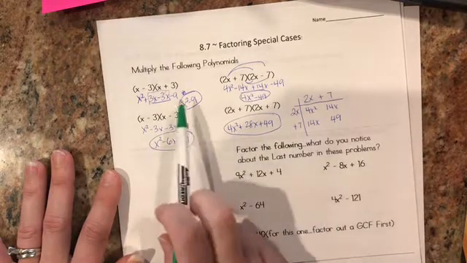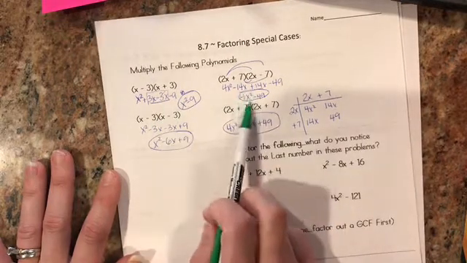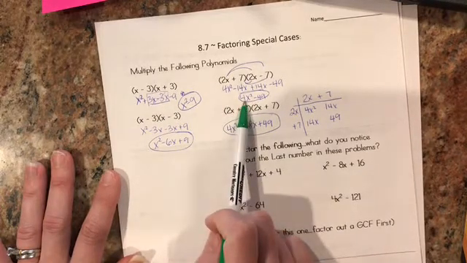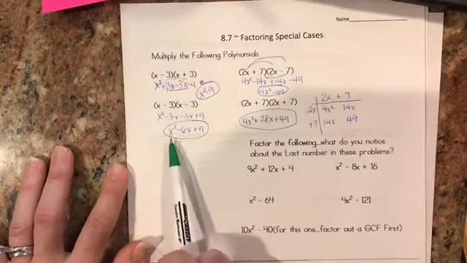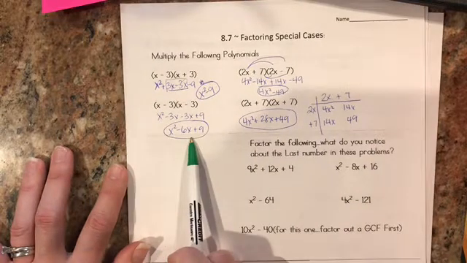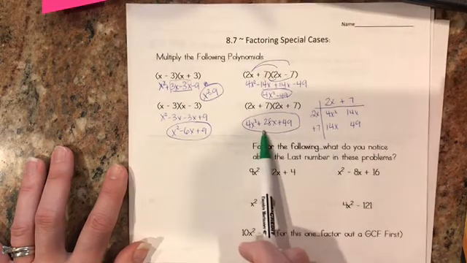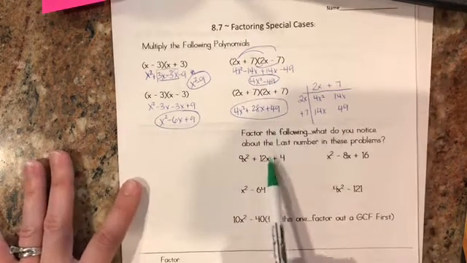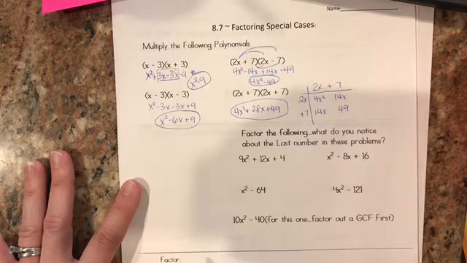Notice the top two, we had the middle terms cancel out and we're just left with x squared minus 9 for this one, 4x squared minus 49 here, x squared minus 6x plus 9, and 4x squared plus 28x plus 49. So now when we factor these, we're going to notice that we're going to get special answers.